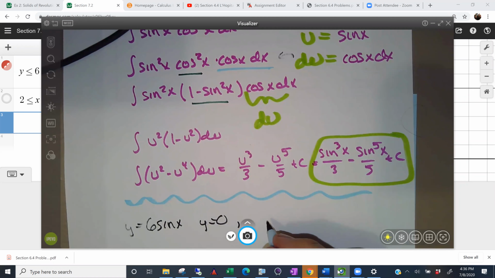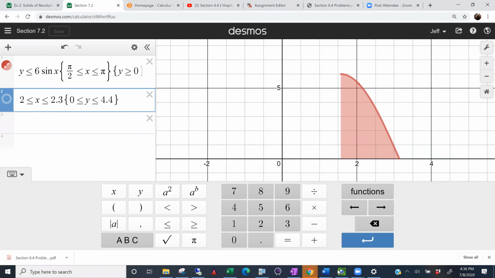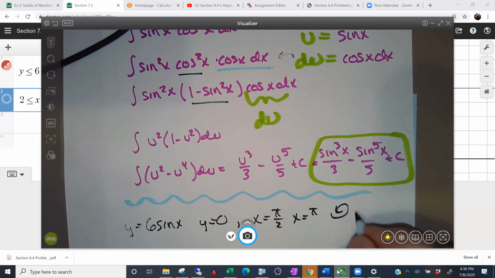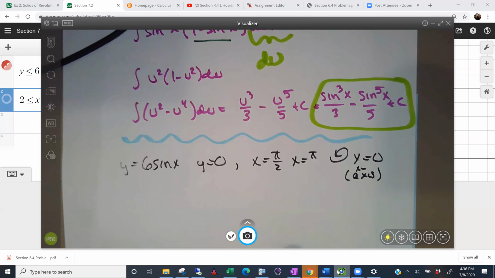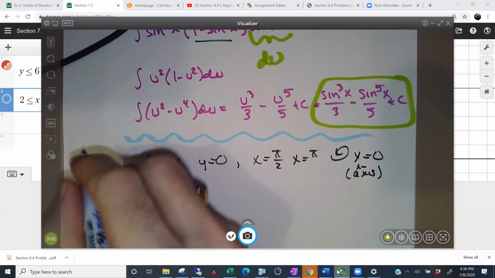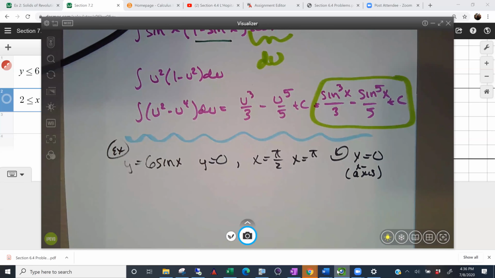And then, what was the interval? I'm sorry, I need to switch back here for a second. Pi over 2 to pi. There we go. x equals pi over 2, x equals pi. And we're going to rotate this around the x-axis, so y equals 0. Okay, there's our problem. All right, well, let's take a look at this.